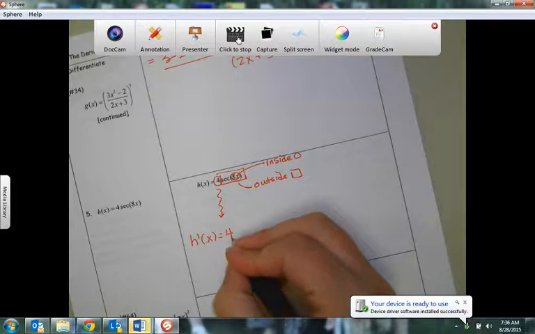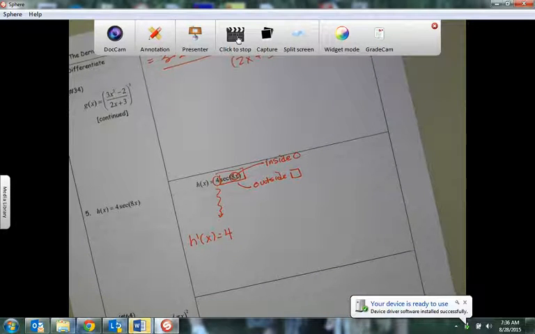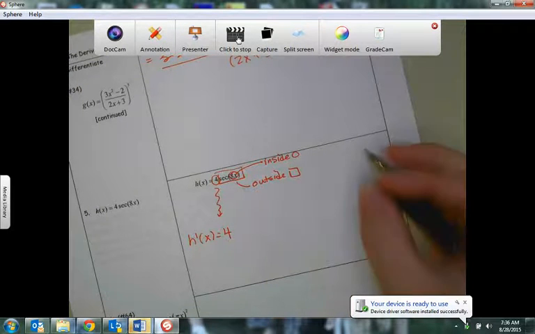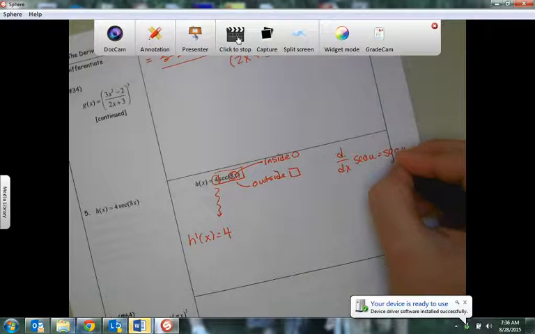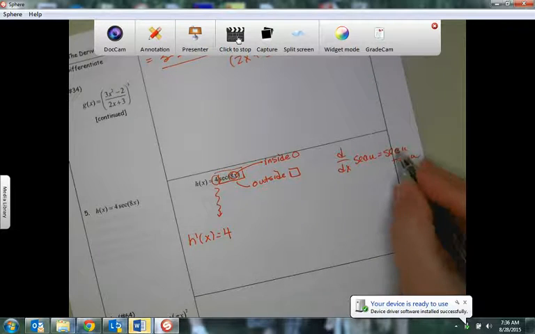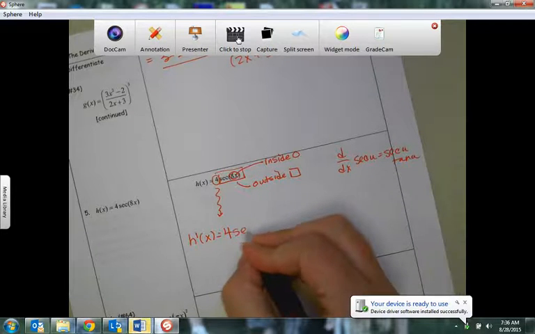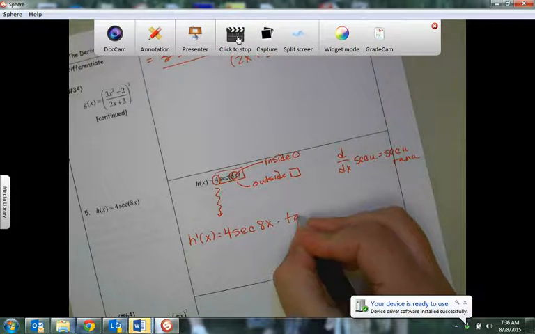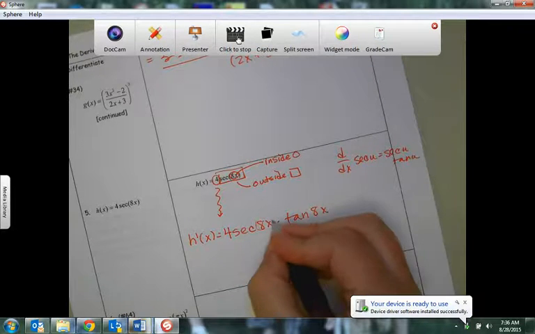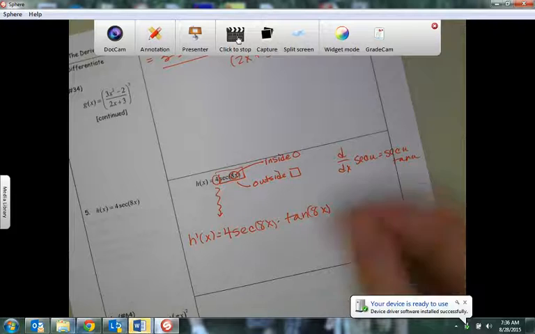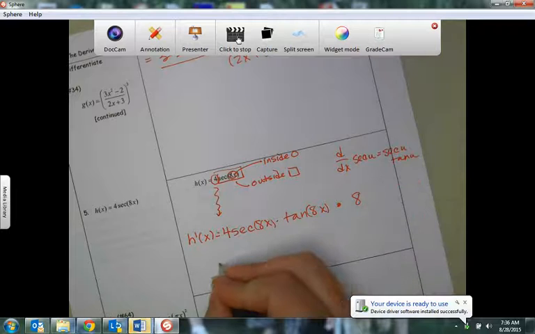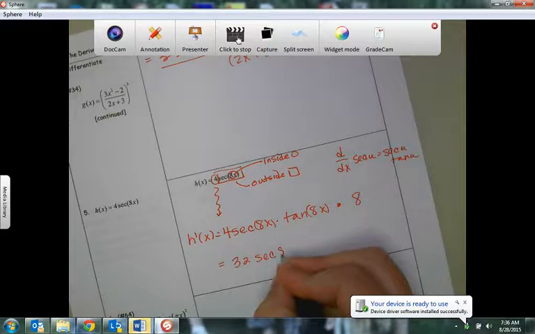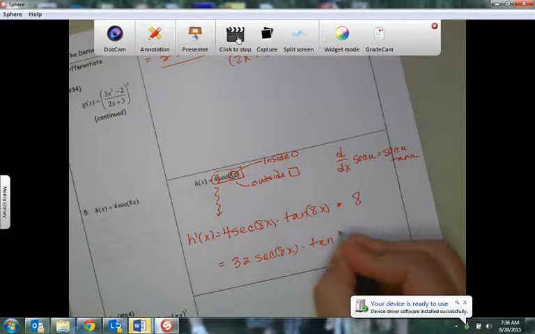Okay, so I'm going to take the derivative of the outside, leave the inside alone. Well, derivative of secant is secant u tan u, and your u in this case is 8x. So it's going to say secant 8x tan 8x. And then the derivative of the inside here is 8. There you go.